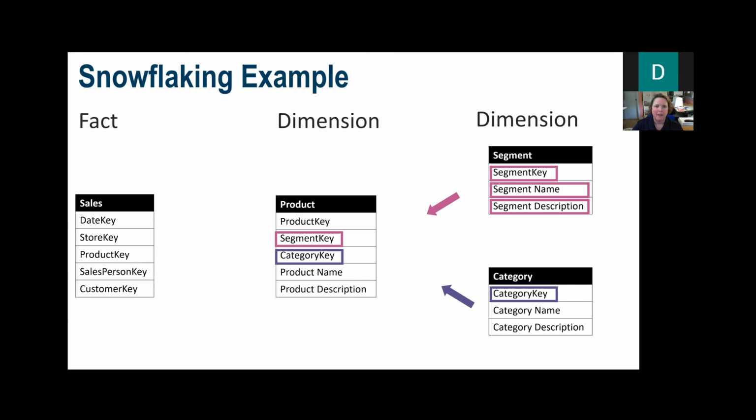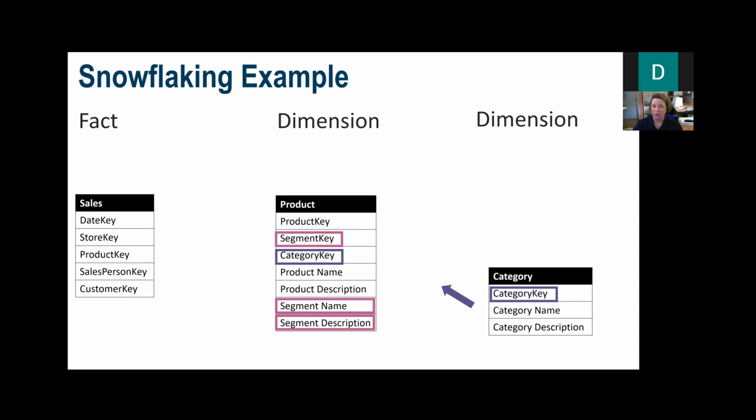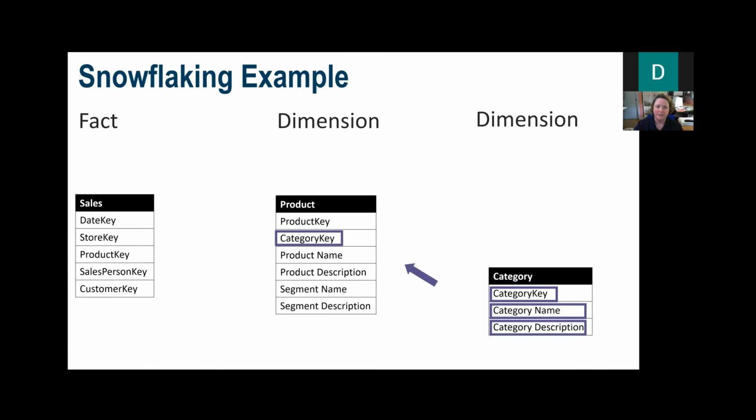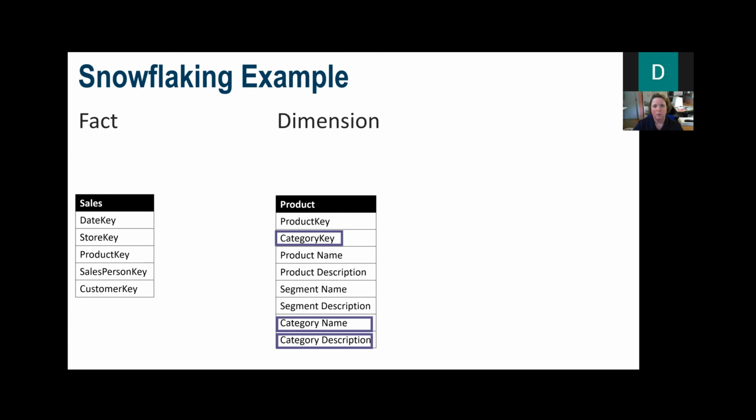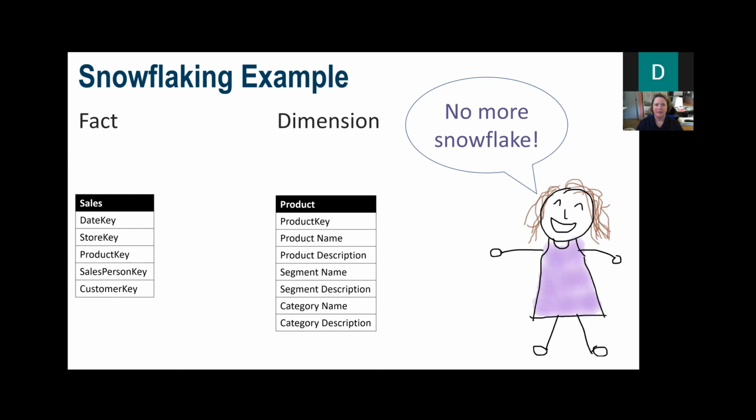So first thing we're going to do is take those values from the segment table, the segment name and description, and add them to our product table. Once we've done that, we can go ahead and get rid of that segment table. And then because we no longer need to connect to that segment table, we can get rid of that segment key. So now our product dimension has the product name, product description, segment name, and segment description in there. And then we can do the same thing for category. We can take the values from our category, which is our name and our description, and add those to the product table. Now that we've got them there, we can go ahead and get rid of that category table. And then lastly, all we need to do is remove that category key from our product dimension. And just like that, no more snowflake.